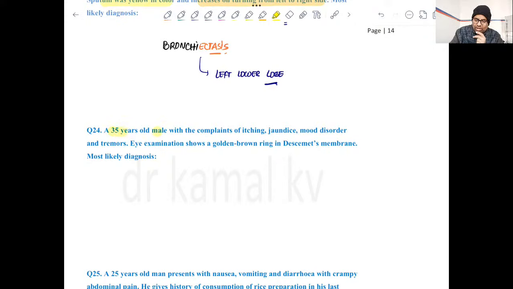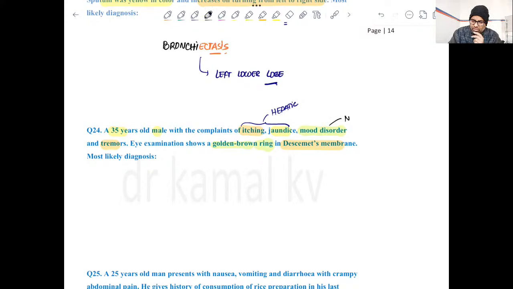A 35 years old male complains of itching, jaundice, mood disorders, and tremors, and the eye shows a golden brown ring in the Descemet's membrane. I think the moment you have all these words, straight away you can mark your answer. Like here you can see this is hepatic involvement. Clear? Yes, Avinash, perfect man.